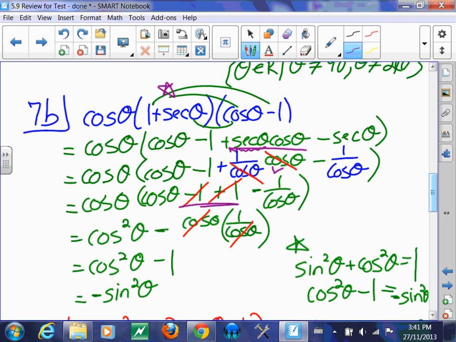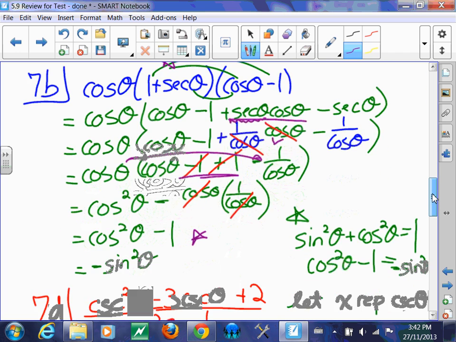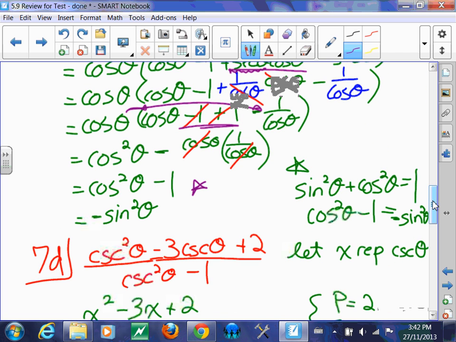Then what I'm going to do, ladies and gentlemen, is multiply using the distributive law and multiply those through. When I multiply, I have a cancellation here, so I have cos squared theta minus 1. Remember, that's related to one of our trig identities. So rearranging that, it's negative sine squared theta. All right, and that is simplified there.